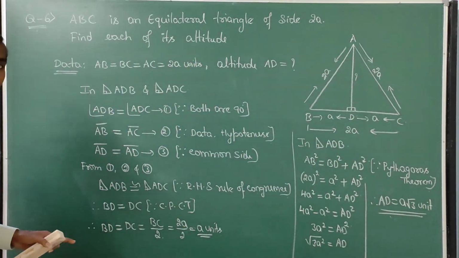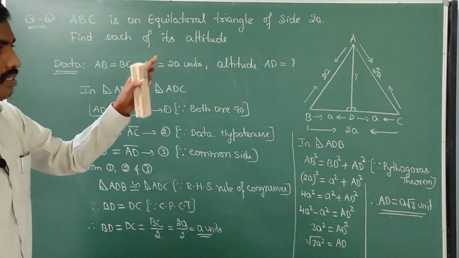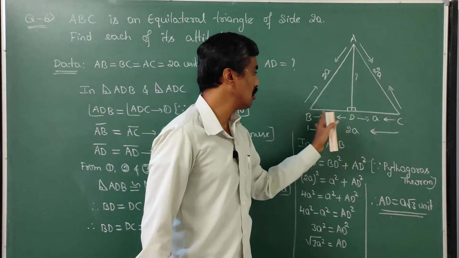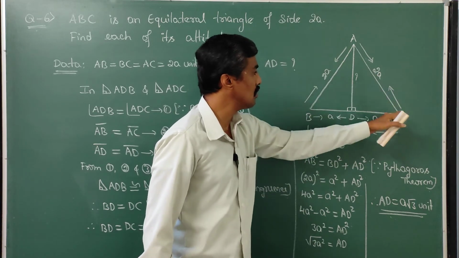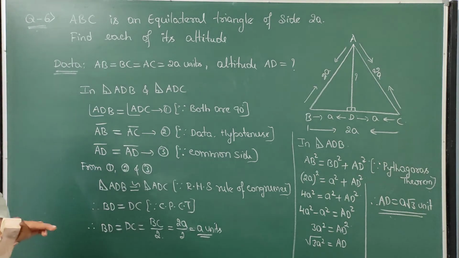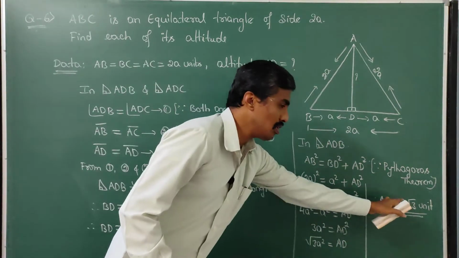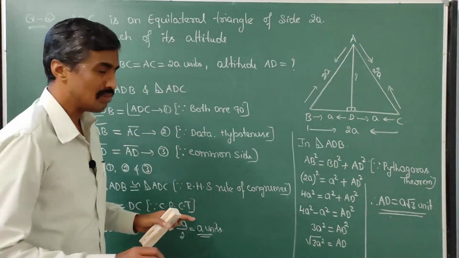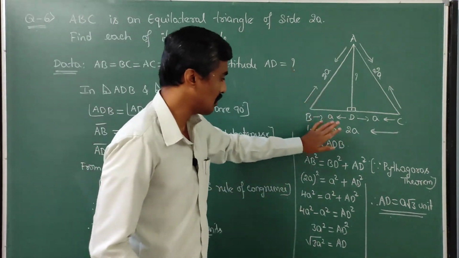So the length of the altitude in an equilateral triangle, from any vertex, either from A to BC or from B to AC or from C to AB, is always equal to A root 3. Okay, I hope you have understood. Suppose the question is asked for 2 marks, directly you write this part.